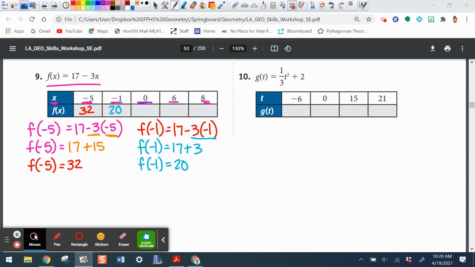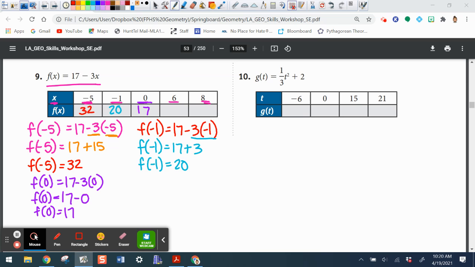Now let's use 0 here. So f of 0 is equal to 17 minus 3 times 0. We're going to do the multiplication first. Order of operations. -3 times 0 is none other than 0. And this is where it really doesn't matter if I wrote plus 0 or minus 0, because 17 plus or minus 0 is still 17. So f of 0 will give us 17 as an output.